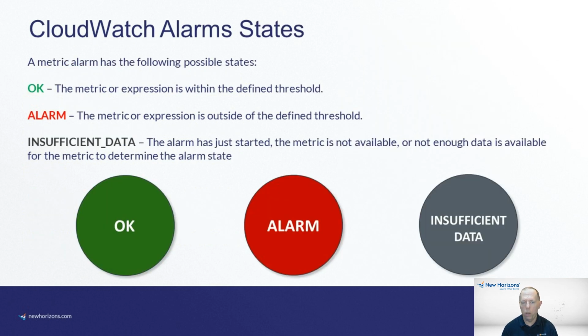When we create an alarm, the alarm itself will be in one of three states: OK, alarm, or insufficient data. OK is pretty simple. The metric or trigger for your alarm hasn't been tripped yet. My example, my CPU usage has not been over 50% for the defined period. Alarm means the alarm has been tripped. It's going off. My threshold has been exceeded.